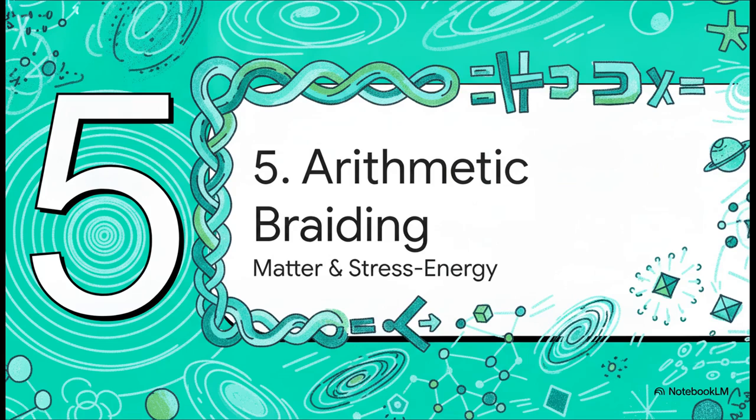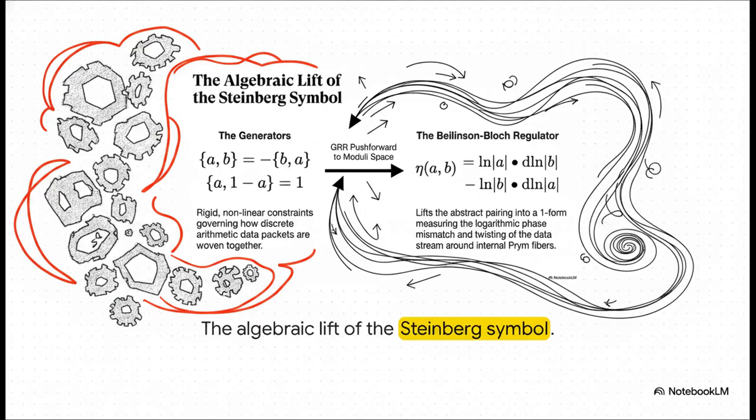Finally, Section 5, Matter as Arithmetic Braiding. This is the physical payoff of our tutorial, where we actually derive the macroscopic stress-energy tensor straight from these algebraic relations. First up, let's look at the basic generators of our theory, the Steinberg symbols A and B on the left. Watch how these discrete arithmetic data packets are processed.